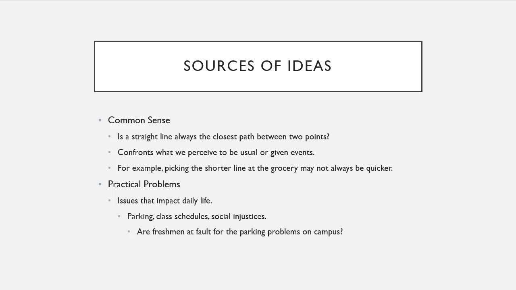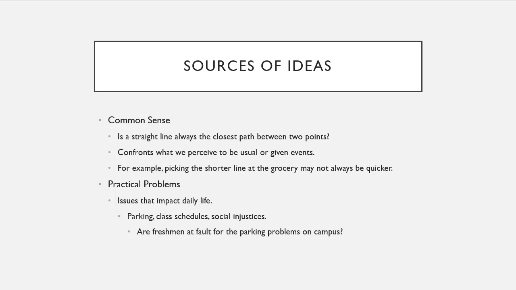Something like, is a straight line always the closest path between two points? That may or may not be. If you've ever looked at Google Maps, for example, you recognize that sometimes the shortest route is not the fastest route. It might be the closest between two points, but we're talking about saving some time. So we want to be able to get there the fastest way, and it might not always be the straightest line to get there.